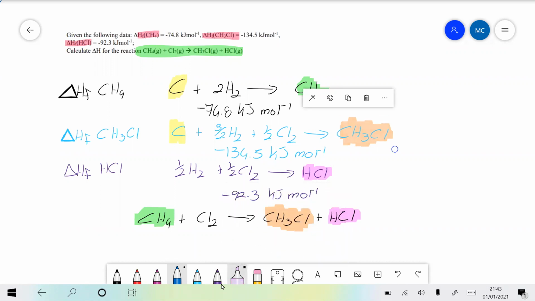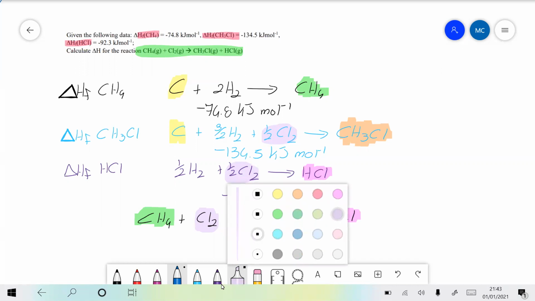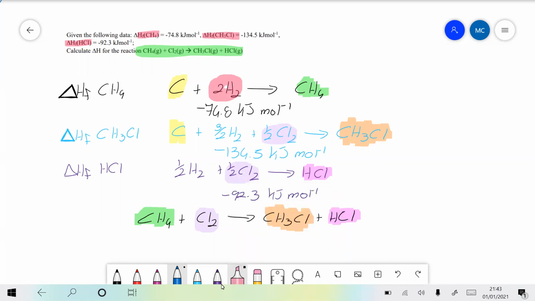The Cl2, you have Cl2 here, and you have half a Cl2 there and half a Cl2 there. So there are ways to get to one Cl2 and one Cl2. Same for the hydrogens, 2H2, and you have 3 on 2H2 and half H2 here. When this happens, try and draw the cycle with what you've got and see if they actually balance out.